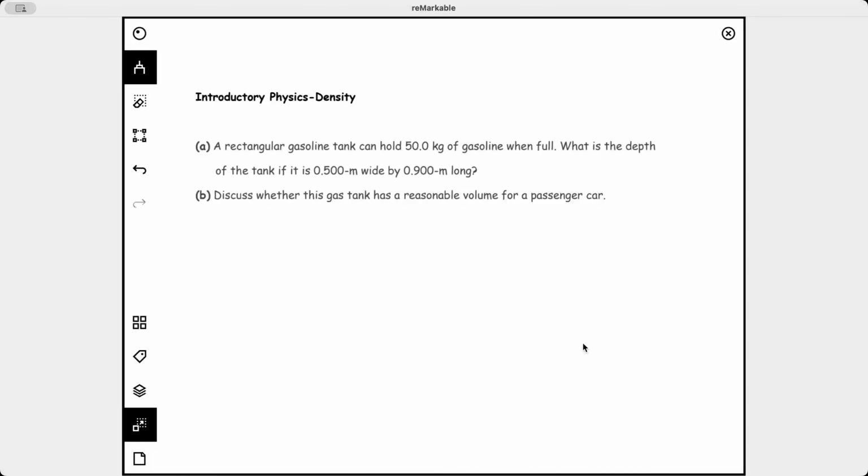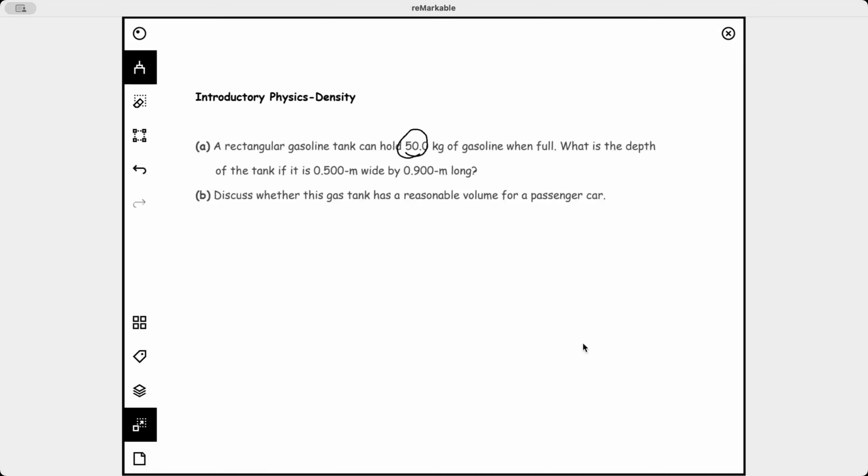A rectangular gasoline tank can hold 50 kilograms of gasoline when full. What is the depth of the tank if it's 0.5 meter wide by 0.9 meter long? We know the mass of this tank, and we know the two dimensions of the tank, and we can use the density formula to calculate the volume of this tank.